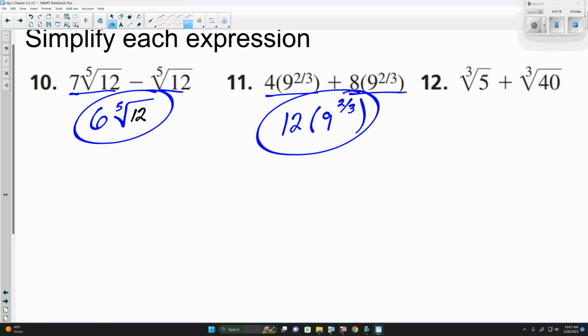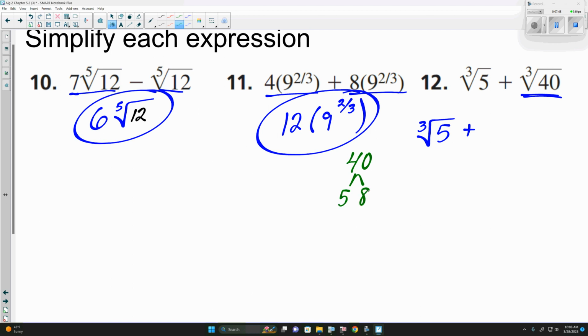Now the last one, we have the cubed root of 5 plus the cubed root of 40. For us to be able to add or subtract, we need the radicals to have the same number inside. So we know the cubed root of 5 is fine. But we need to simplify the cubed root of 40. And we can do this off to the side, because 40's factor tree would be what?